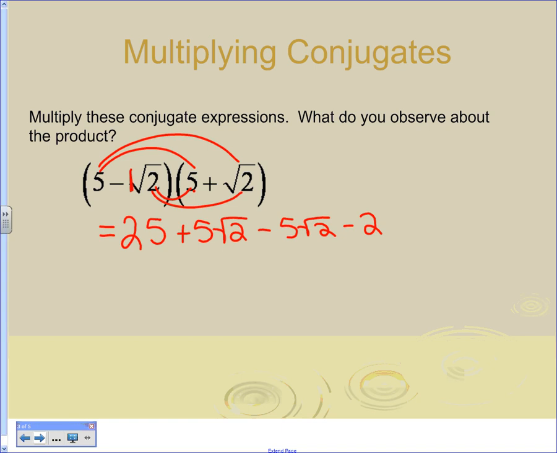What do you notice? The middle two cancel. So we started with radicals, right? But when you multiply by the conjugate, what happens to your radicals? They disappear. Does that make sense? Okay.